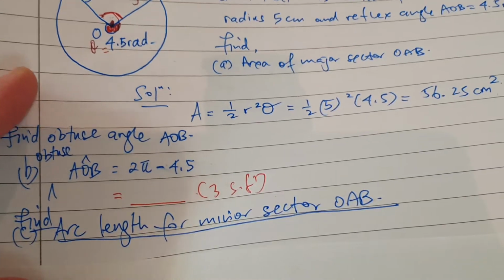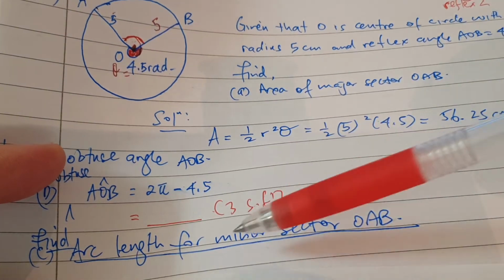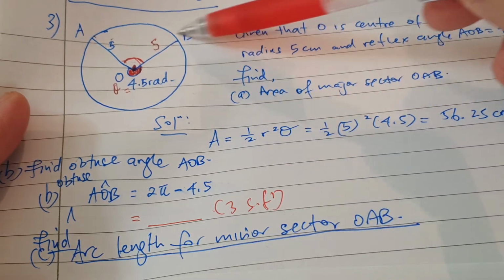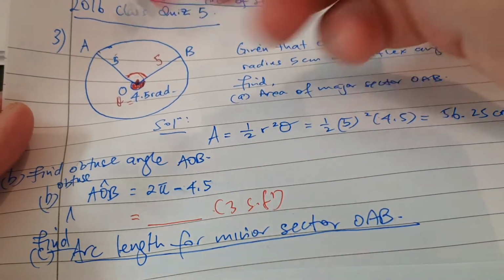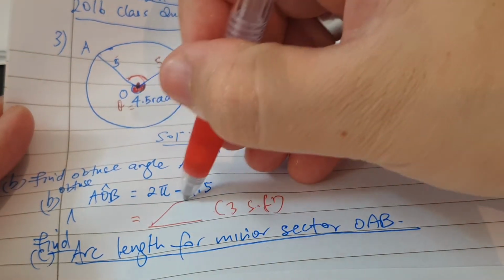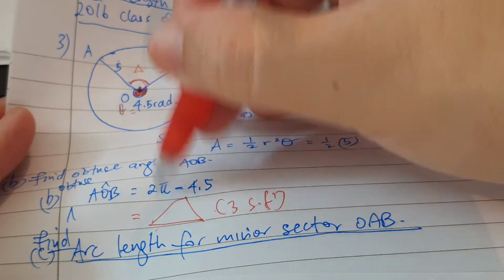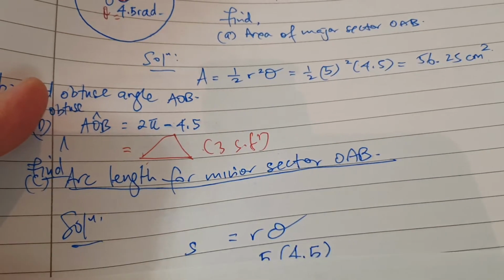Wait, there's part C. Find arc length for the minor sector. So you see, you must be very conscious whether they want minor or major. Minor is a small one, right? So how to find this? We already know this. Whatever is here is this thing, right? This triangle, the value, I'm just telling you, this triangle is this value. Okay, now to find the arc length is r theta, right?